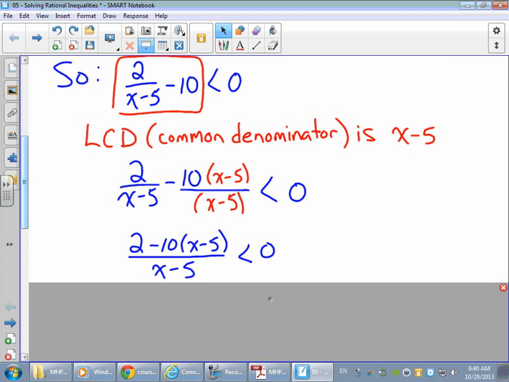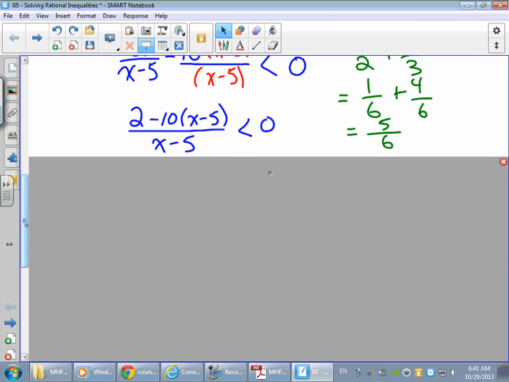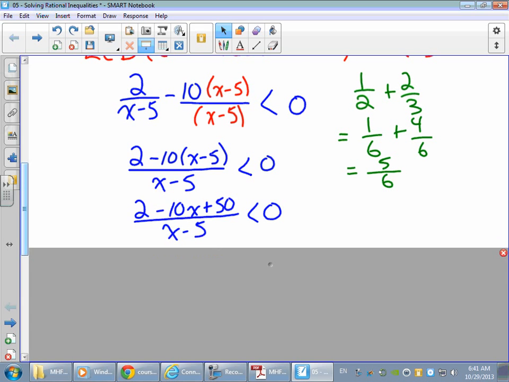Once we have a common denominator, of course we can just write it as a single fraction. That's the idea of fractions. If I have 1/2 plus 2/3, once I write it as 3/6 and 4/6, the common denominator allows me to add the top and leave the bottom alone. Okay, so doing the same thing here, the common denominator is the x minus 5. I can write it as a single fraction, and now I'm just going to go about solving things.